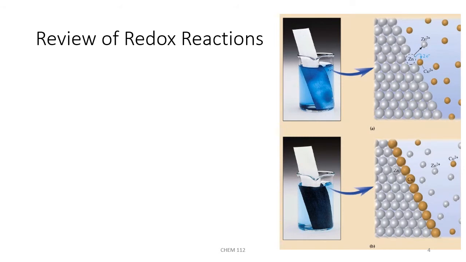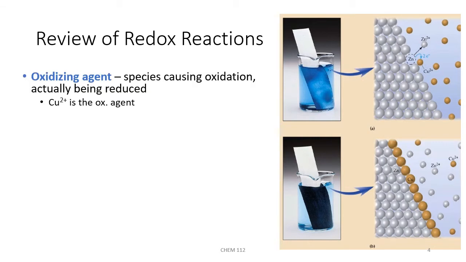A few more terms that you might have heard when learning about redox reactions in Gen Chem 1 are called oxidizing agents and reducing agents. So the image on the right is just a close-up atom view of what was taking place in that beaker that we looked at on the previous slide. An oxidizing agent is the species that is actually going to be causing the oxidation. So in other words, it's what gets reduced.